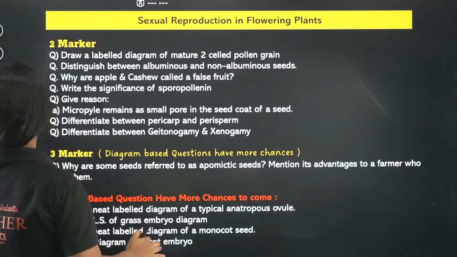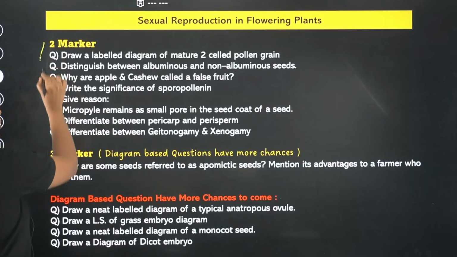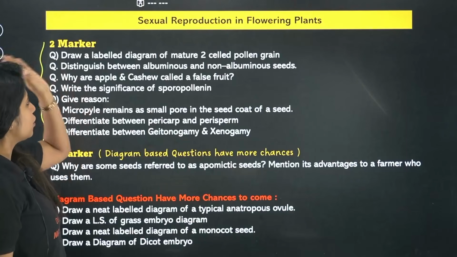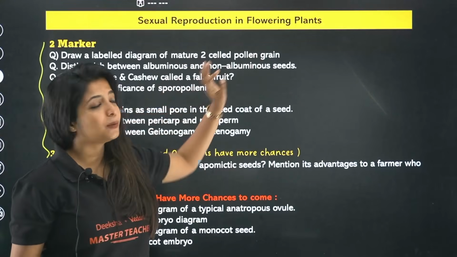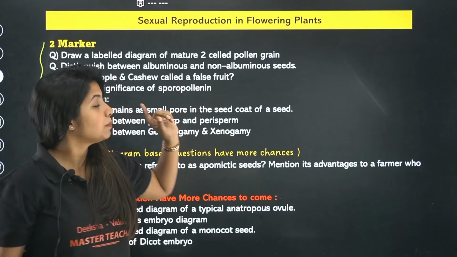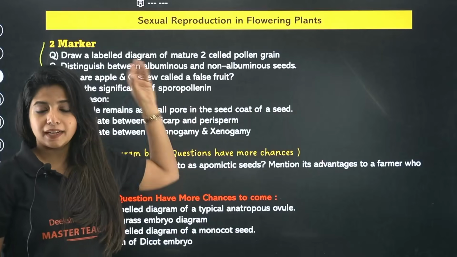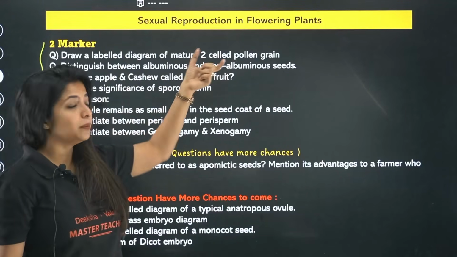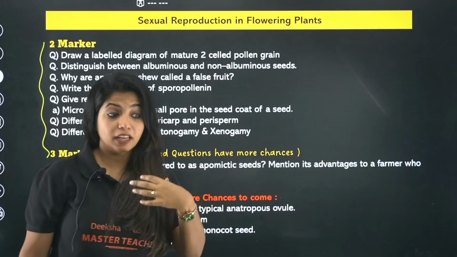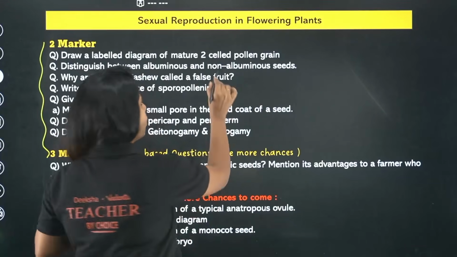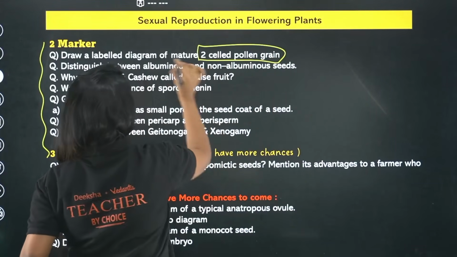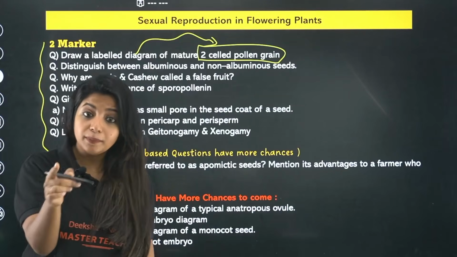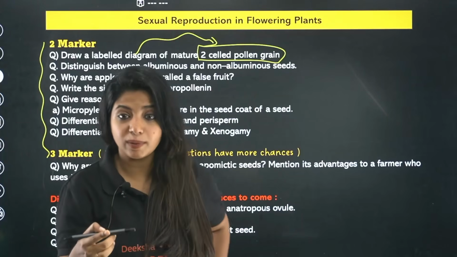Let's go ahead, and I do not want to waste your time. So let's see all the 2 markers which are important over here. First one, draw a labelled diagram of the mature 2-celled pollen grain. And I want to tell you one more very important thing: when I say that a diagram based question can be coming, I am also giving you a hint that if you have very well understood the diagram of the pollen grain, you will be able to write about the pollen grain as well.